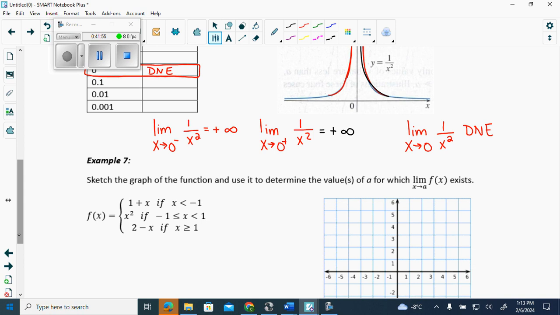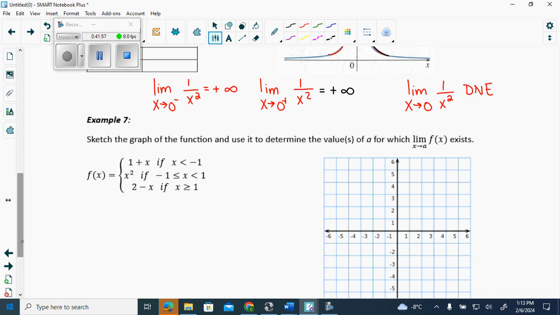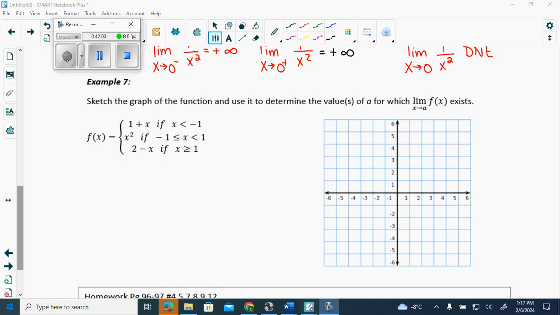Try this out. See if you can do it. You're drawing 1 plus x less than this, x squared between those values. I would use a pencil. So if you're working on it, keep working on it, totally fine. I'm just going to talk to it.